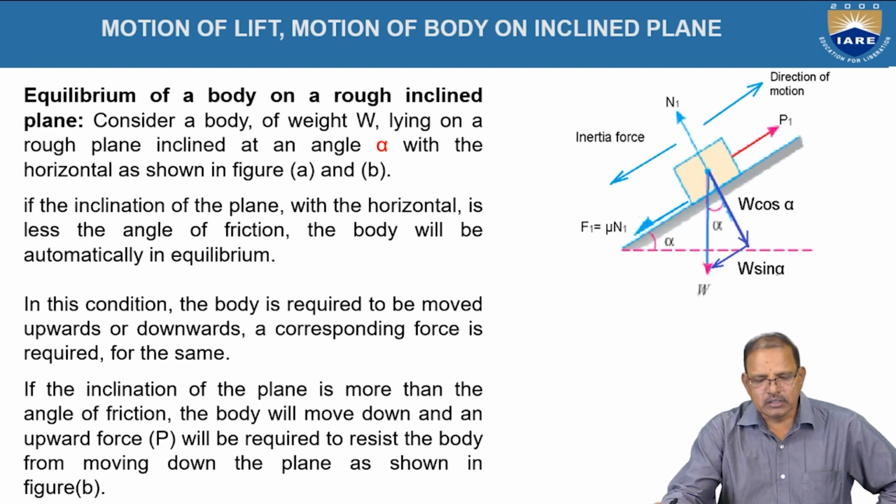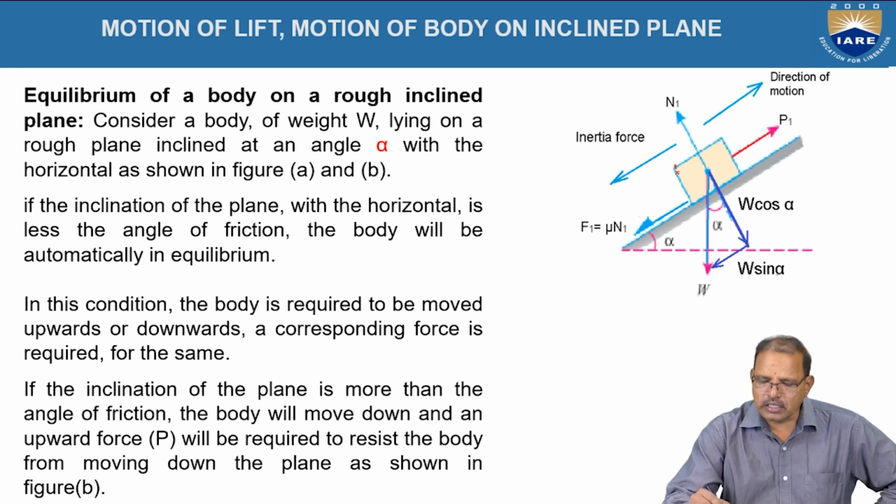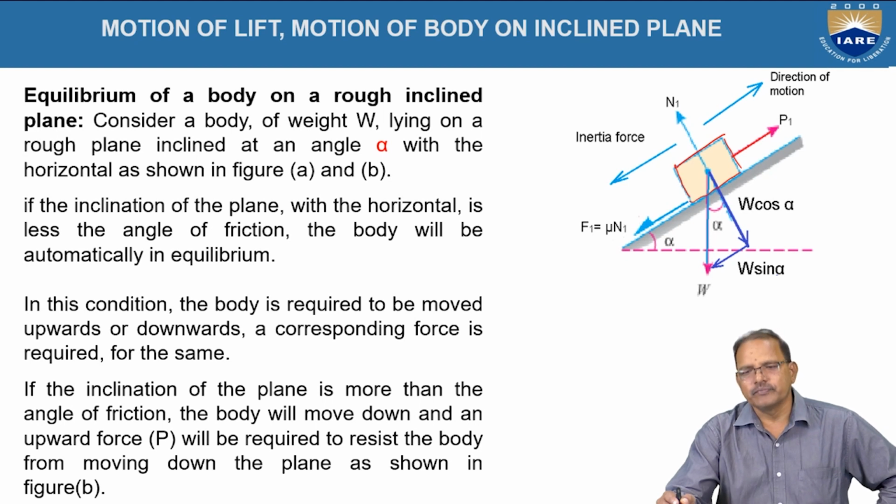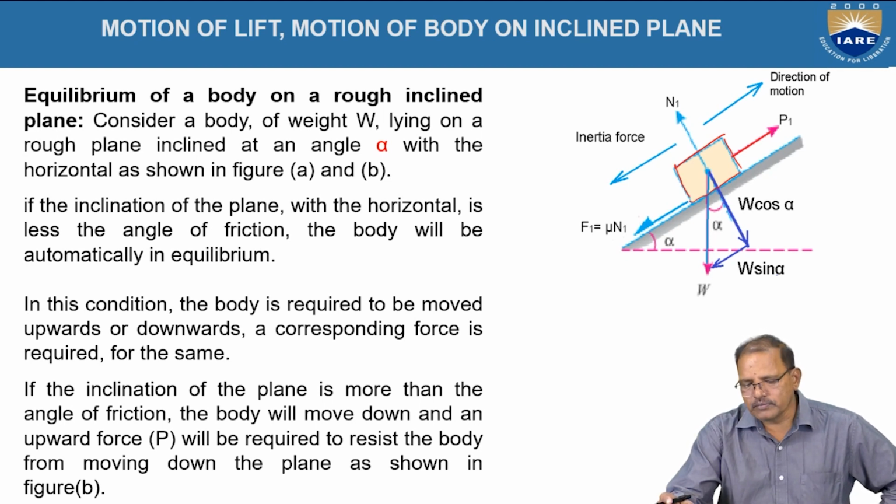Similarly, consider the motion of a body on an inclined plane. Here the body is resting on an inclined plane, where alpha represents the inclination of the plane with the horizontal. First, we consider alpha less than the limiting angle of friction. Hence, in order to move the body up the plane or down the plane, some external force is required.